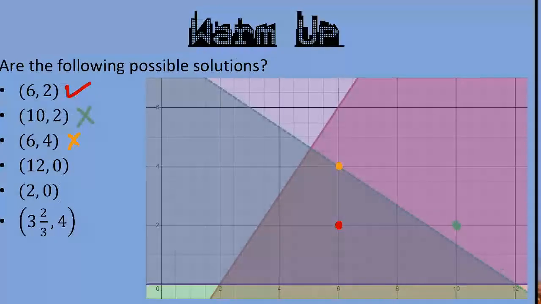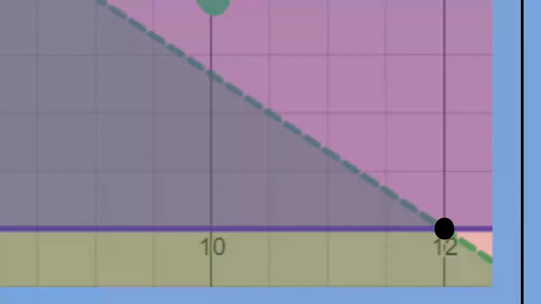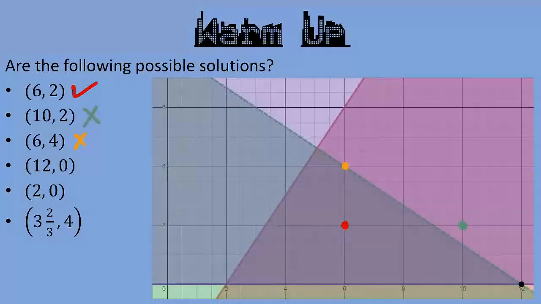(12, 0). So down here in the corner, (12, 0). Solution set? Nope. For the same reason Jacob just mentioned. It's on the dotted line, so not part of the solution set.